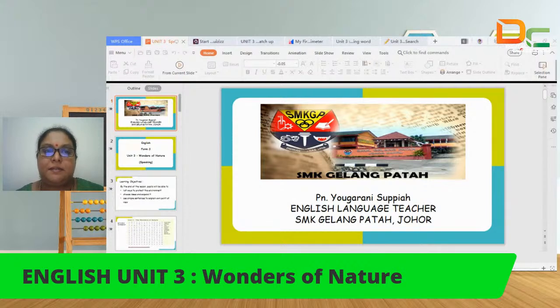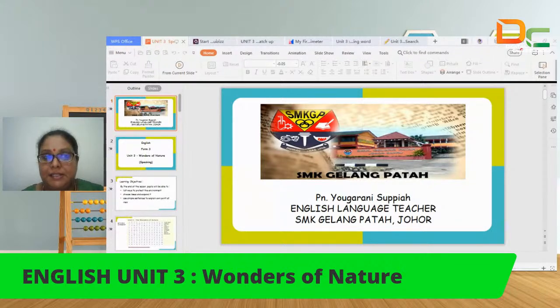Okay, students, our learning objective for today: by the end of the lesson, pupils will be able to list ways to protect the environment, choose ideas and expand them, and use simple sentences to explain their own point of view.